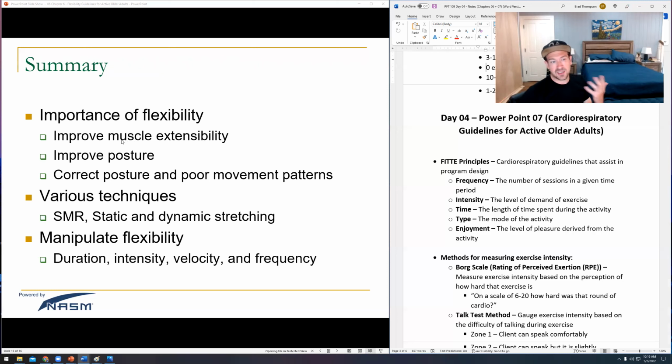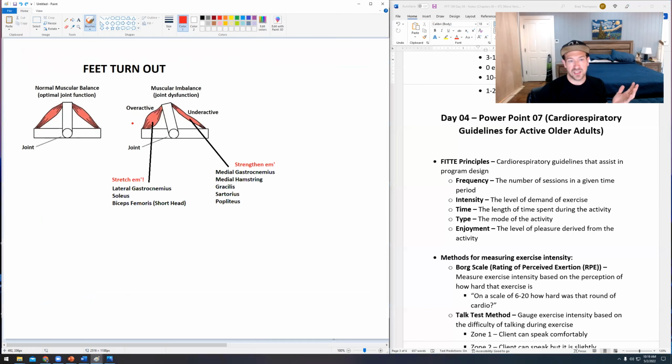So flexibility is all about improving your muscle extensibility. It's all about improving your posture. And when we improve the extensibility of our muscles, when we loosen up this side of the joint, it allows us to get into tightening this side of the joint later, which we haven't talked about yet. And I know that we want to get into what to strengthen. We do want to talk about this. We're just not there yet. We're going to get there in a couple days. But for now, we've got to know how to loosen this up.